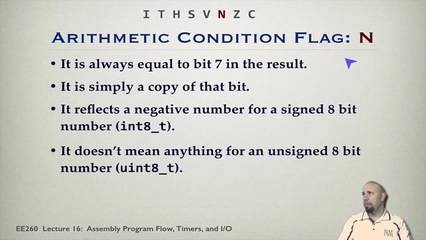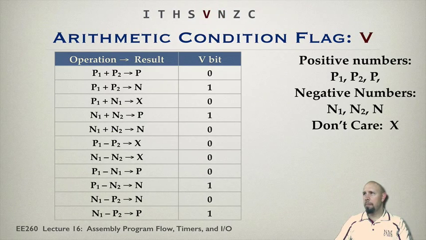The next bit is the N bit, and it's always equal to the 7th bit of the result. It's simply a copy of that bit. It reflects a negative number for a signed 8-bit integer, for example, an int8_t. It doesn't mean anything for an unsigned 8-bit integer, for example, a uint8_t. So that's helpful to know. Now the next flag is the V flag, and it is probably one of the more confusing flags to work with.